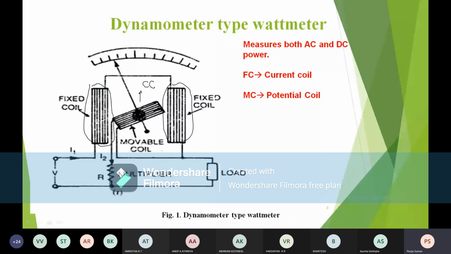So dynamometer type of wattmeter consists of two coils. They are the fixed ಮತ್ತೆ moving coil. And here you can observe the pointer. Pointer ಏನಾಗಿದೆ, ಇದು pointer. This pointer is connected to the movable coil. ಏನಕ್ಕೆ pointer na movable coil connect ಮಾಡಿರ್ತಾರೆ? What is the purpose?